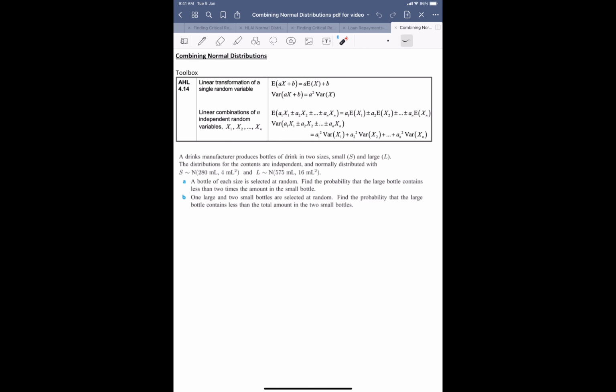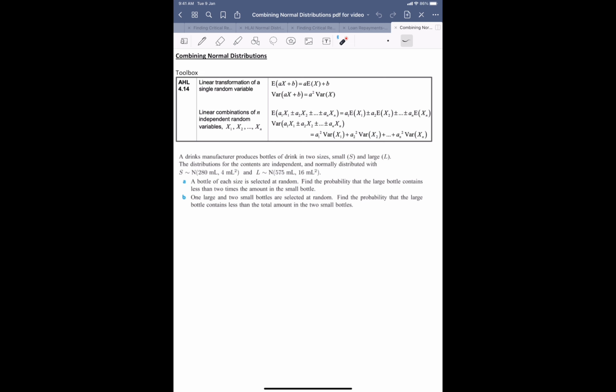I'm just going to read through. So there's this drinks manufacturer. There's two sizes of bottles, small and large, handily notated as S and L. The distributions are independent. Well, that means we can combine these distributions, and they are normally distributed. Okay, and it gives you the mean volume for each. And now this next number is the variance, the variability of the volumes.